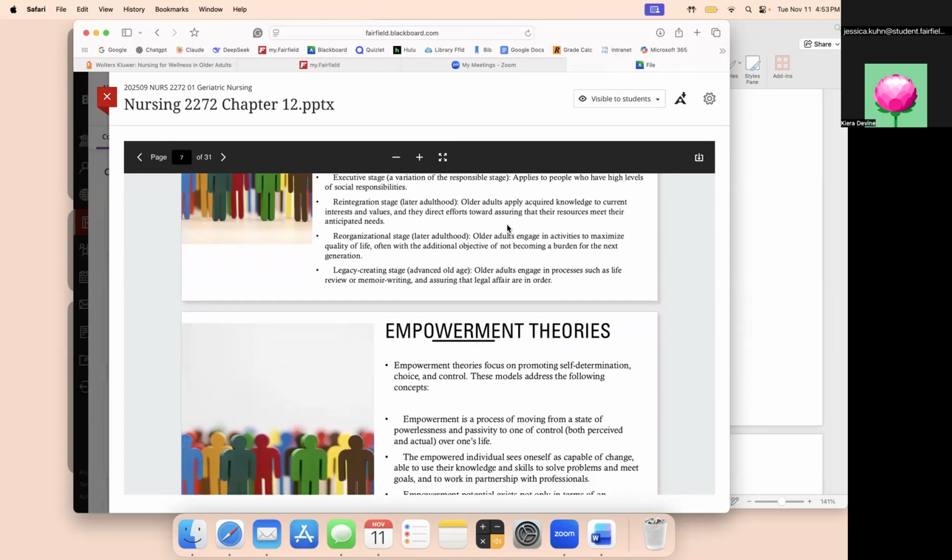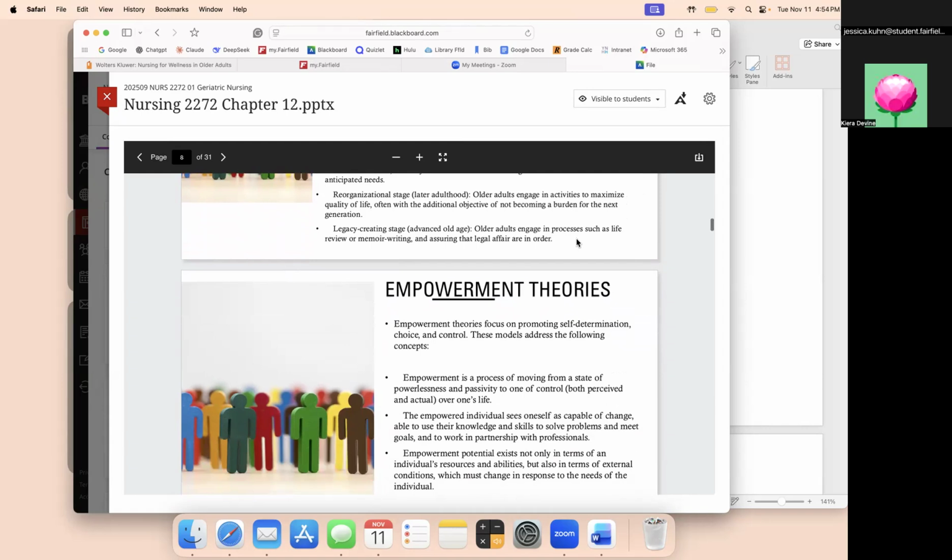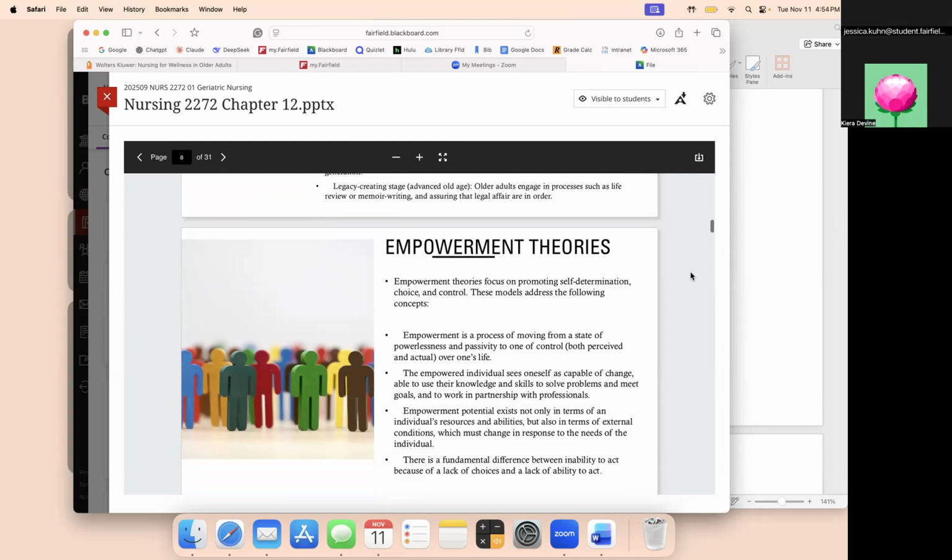Reintegration stage, older adults apply acquired knowledge to their current interests and values. So this might be pulling away from their adult children and putting more of their time and effort into the hobbies that they really like, or focusing on their retirement goals financially. And then the legacy creating stage is where grandma and grandpa tell you a lot of stories about their own life. They also tend to focus a lot on their will and testament at this point in life, as they near maybe the end of their life.